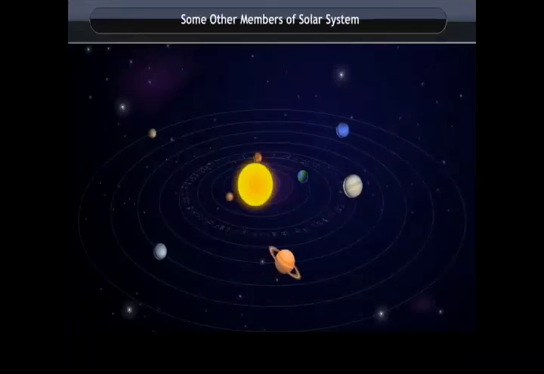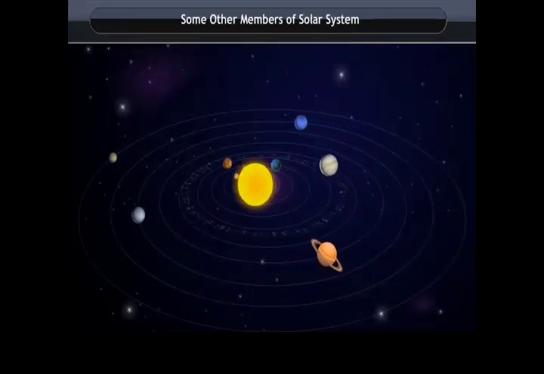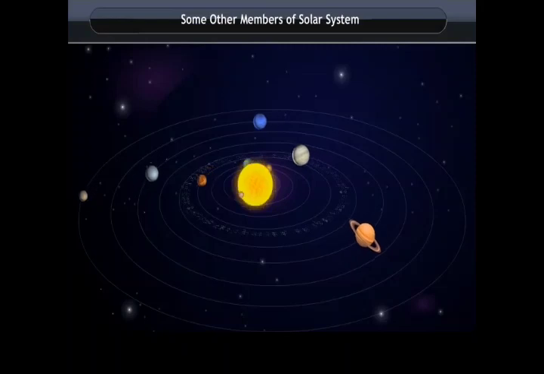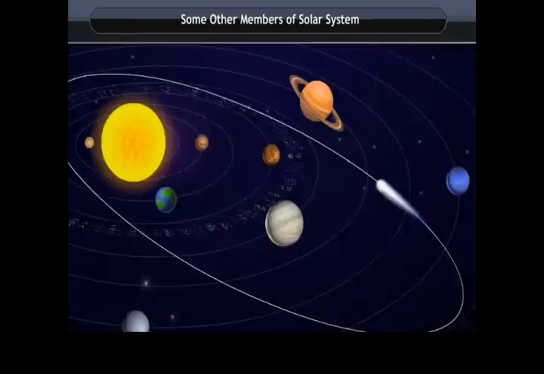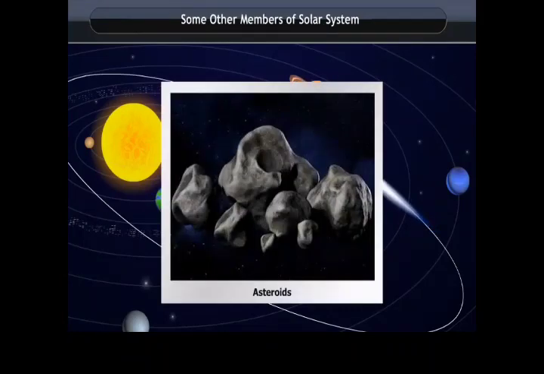Some other members of the solar system. Our solar system is like a huge family which has a number of members. Let us look at some of the members. What are asteroids? There is a large gap in between the orbits of Mars and Jupiter. This gap is occupied by a large number of small objects that revolve around the sun. These are called asteroids. Asteroids can only be seen through large telescopes.